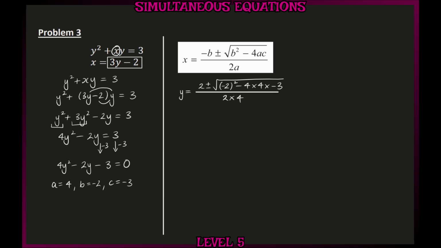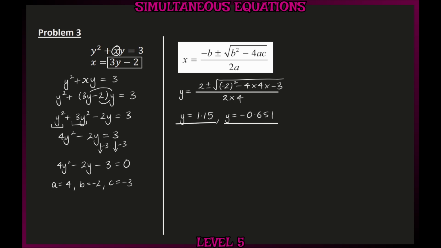And if we put this into our calculator, we get our first value of y when we use plus on our numerator as 1.15, correct to 3 significant figures. If we do this again, but using a minus on the numerator instead of a plus, we get y is equal to minus 0.651, correct to 3 significant figures. And so we have the first part of our solution.